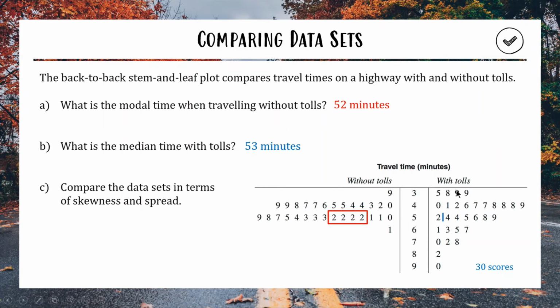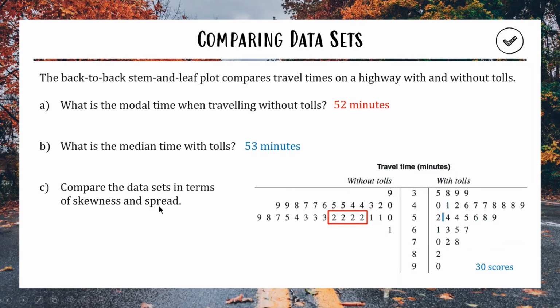In the right-hand data set with tolls, if we trace around it, we can see there is a bit of a stretch towards the higher numbers. And when you're stretching towards the higher numbers, that's called positive skew. So with comparing these two, we could say the tolls has positive skew and without tolls has no skewness because it is a symmetric data set.